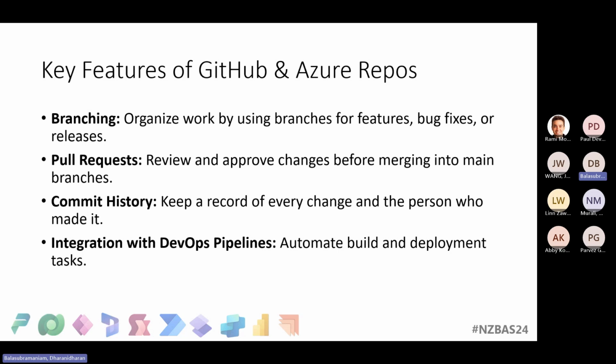And next is the integration with the DevOps pipelines. GitHub and Azure Repos integrate seamlessly with Azure DevOps, allowing us to automate the build and deployment tasks. So changes are automatically deployed to different environments whenever they are ready.